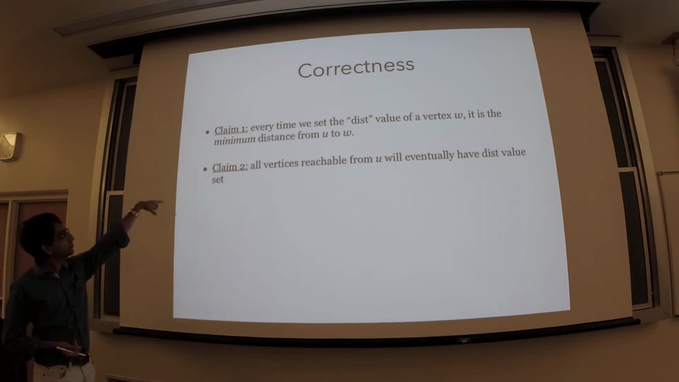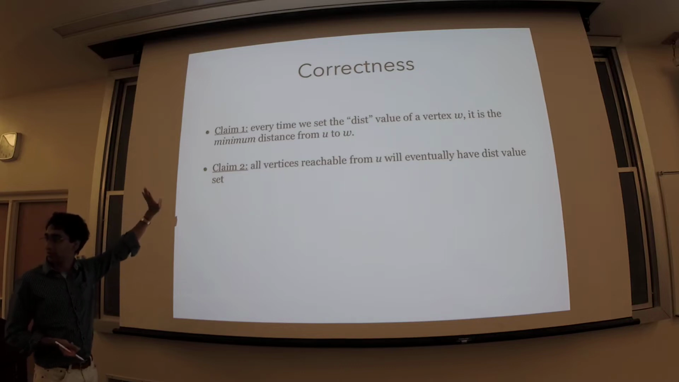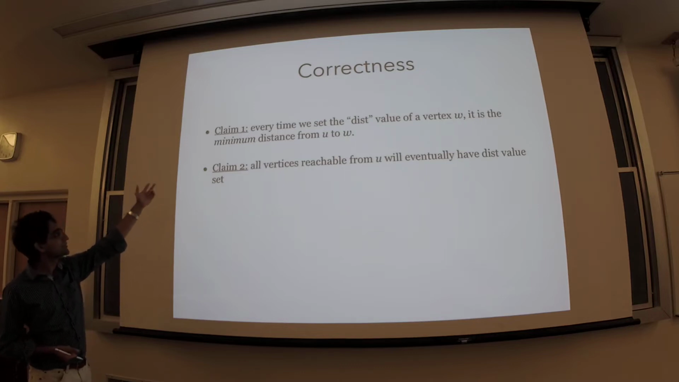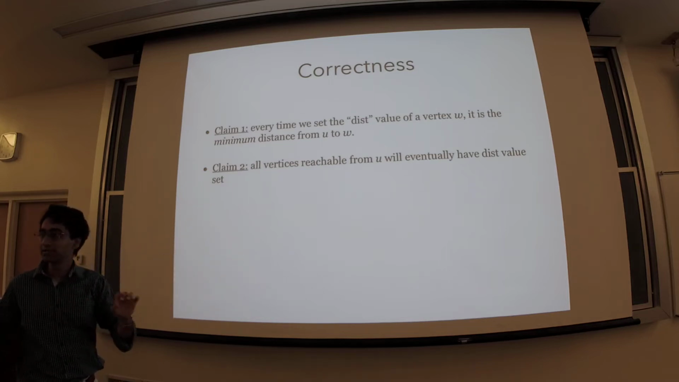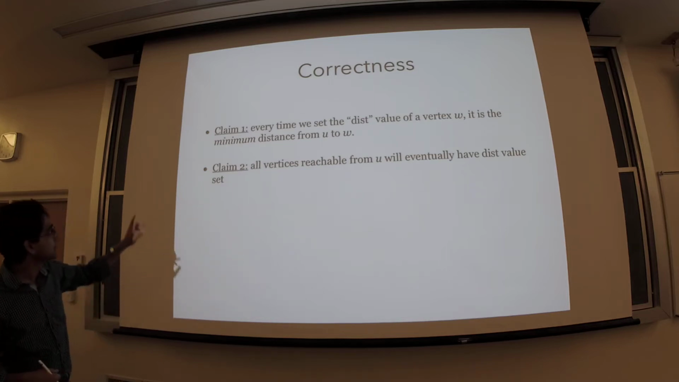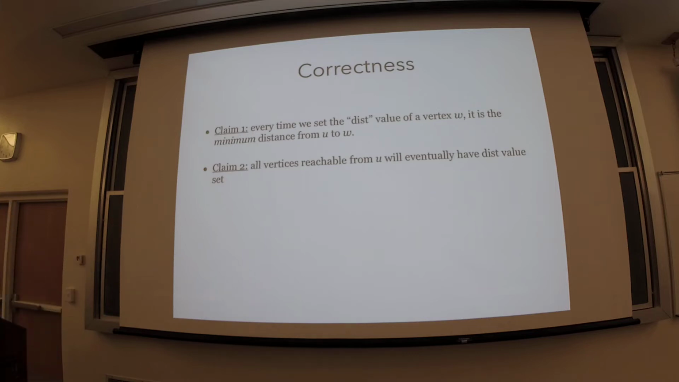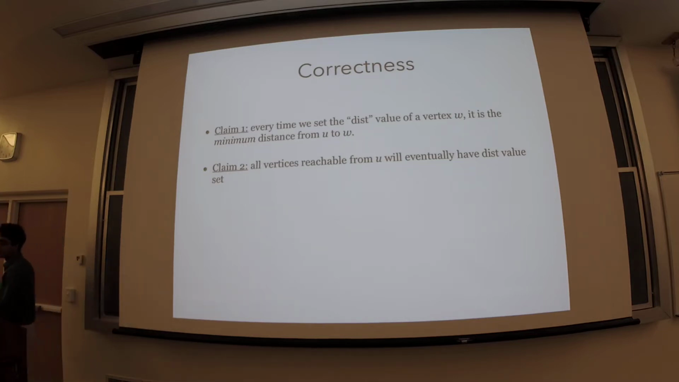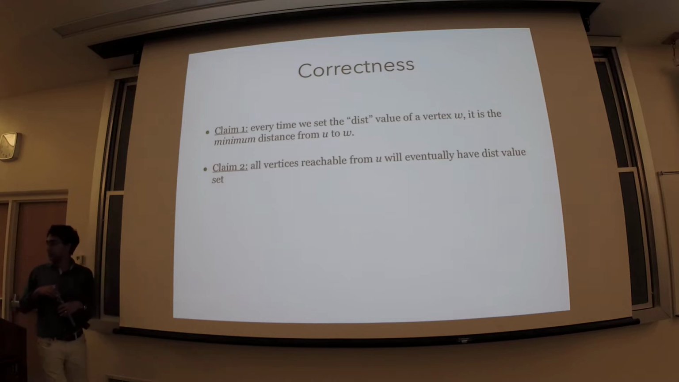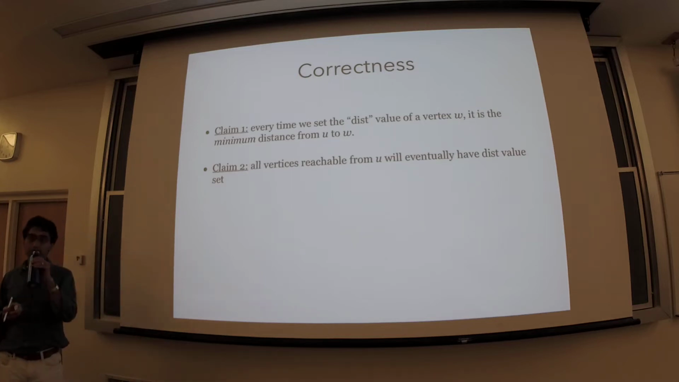So note that if you prove both of these things, you would be done. Because the first claim is saying that each time you set the distance value of a vertex, it's actually the true minimum distance from u to that vertex. The second one is saying that every vertex will eventually have its distance value set, as long as it's reachable. So let's see how to prove the first one. Any thoughts?